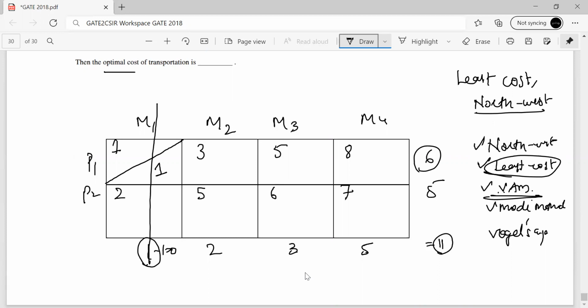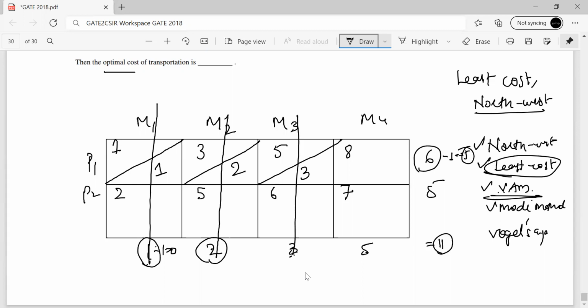Now the least element is again 3, so let us consider 3 and assign for 2. Because 1 you have absorbed, 6 minus 1 will be 5 here. Between 2 and 5, 2 is minimum, so assign 2 here. Now the demand is full, so this will be gone. Now the least element is 5, so from between 3 and 5 it will be again 3. The demand is filled again, so this will be gone.